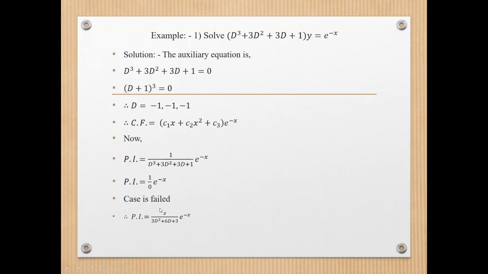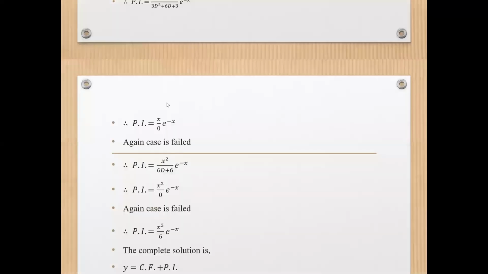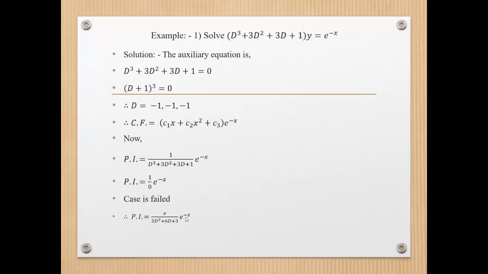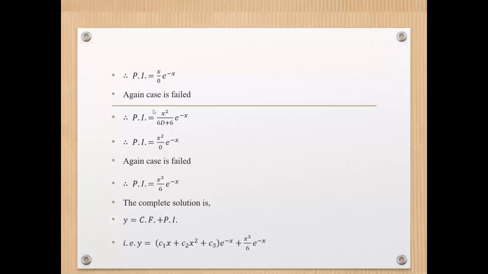PI is equal to x upon the derivative of the denominator with respect to d. The derivative of d cube with respect to d, in the same way as we find the derivative of x cube as 3x square, is 3d square plus the derivative of 3d square, which is 6d, plus the derivative of 3d, which is 3, into e raised to minus x. Again put d equal to minus 1, and again we get the denominator as 0.